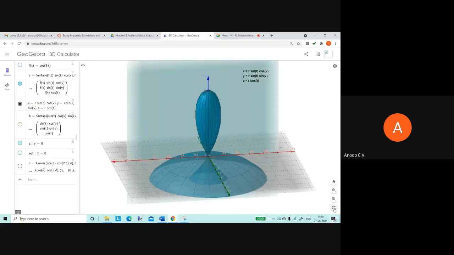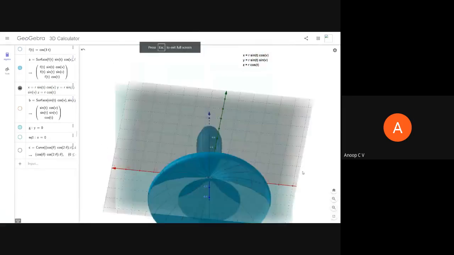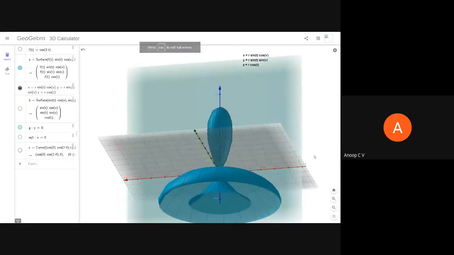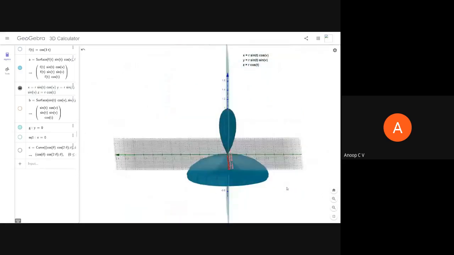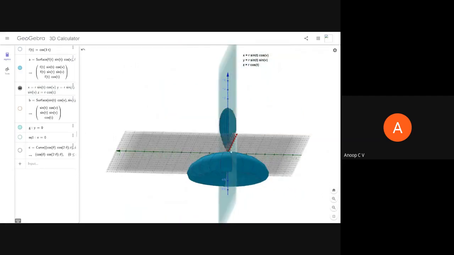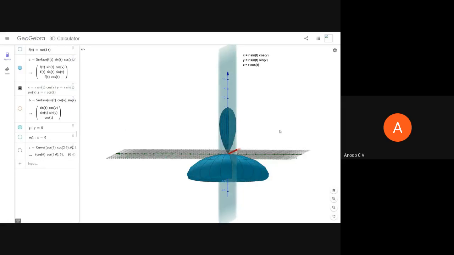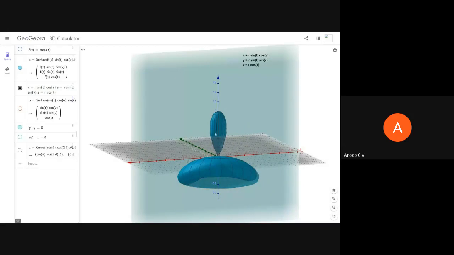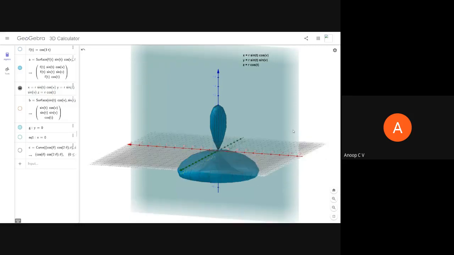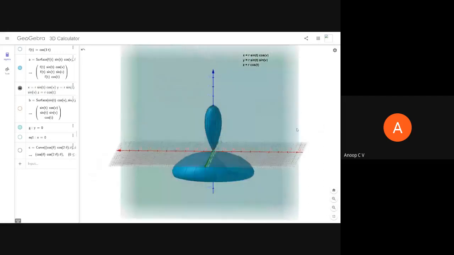One second. Maybe I should zoom it to fit. See how this cos 3 theta pattern looks. There will be one main lobe and two side beams. So I leave it for you to think how different cross sections will look like.